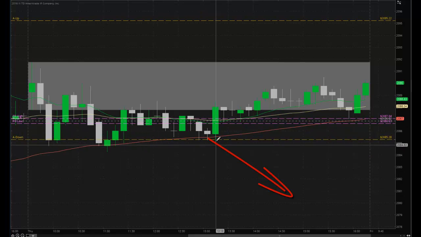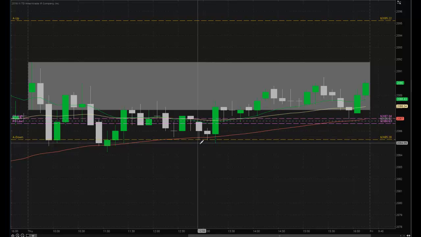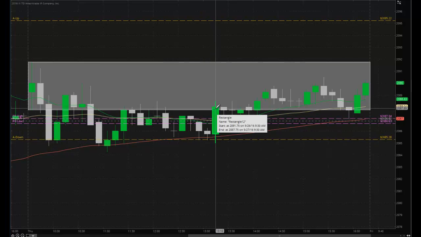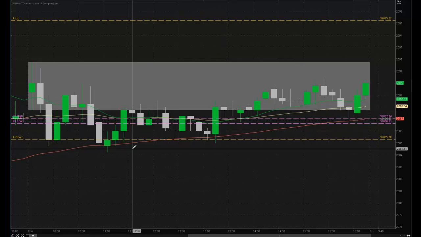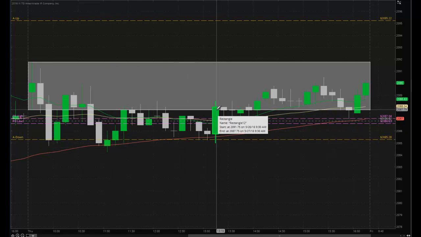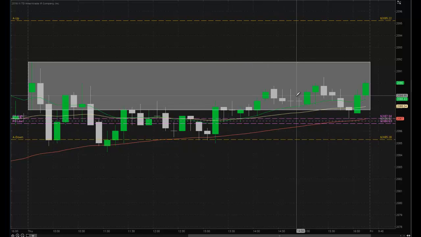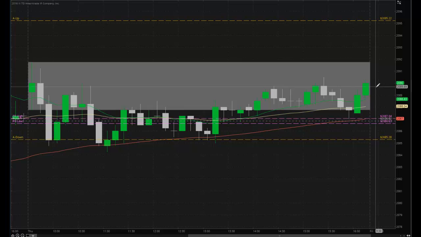It came back down to the A point here, found support, and came back, closed back into the opening range. When this closed back into the opening range after this confirmed A down here, this is the time to get out. Don't be stubborn, get out. And then the price was able to keep pushing up into the opening range and closed into the opening range.